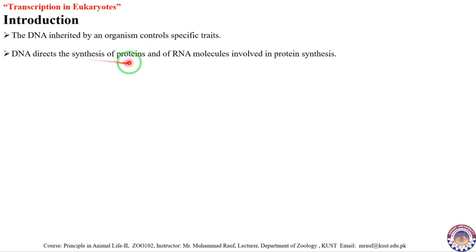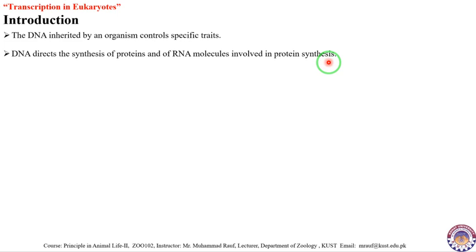DNA directs the synthesis of proteins and of RNA molecules involved in protein synthesis. DNA carries instructions for the embryonic development of an organism, for controlling different traits in that organism, for the synthesis of proteins, for the synthesis of various enzymes used in biochemical reactions. So how is this information expressed? We know that enzymes perform functions and enzymes are synthesized by the DNA. So what are the intermediate steps that result in the synthesis of enzymes?